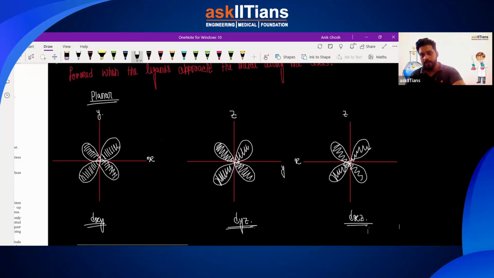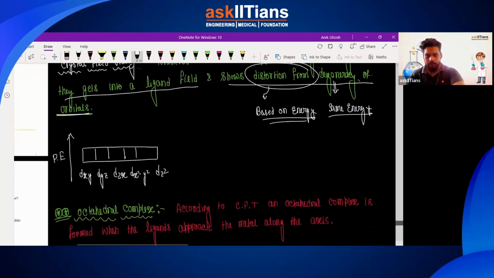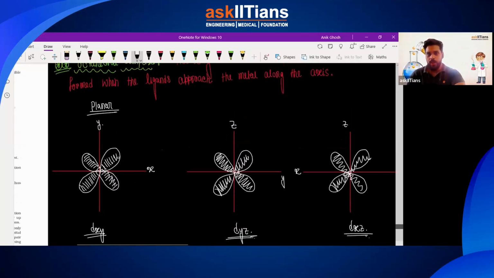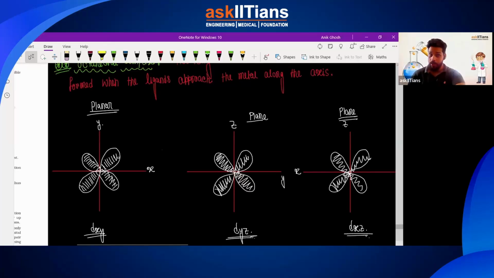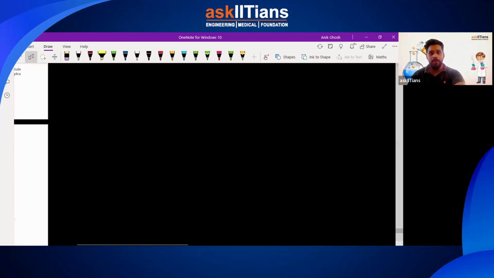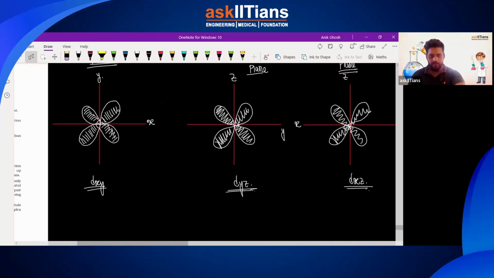What are the two other things, guys? dx square minus y square, dz square, right? Now, I want you to notice one thing over here. dxy, dyz, and dxz, all three of them are along the planes. They are not along the axis, they are along the plane. Now, guys, I'm going to draw the axial orbitals for you. Axial orbitals are dx square minus y square, and dz square. Let me draw it on the right hand side.